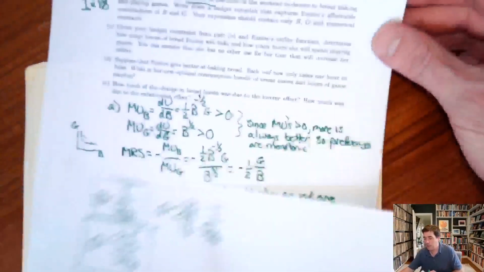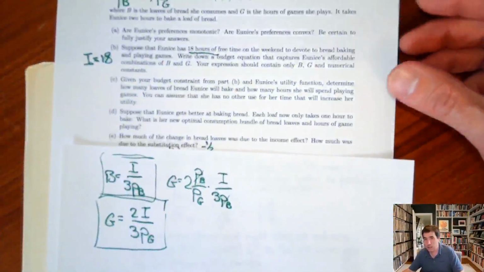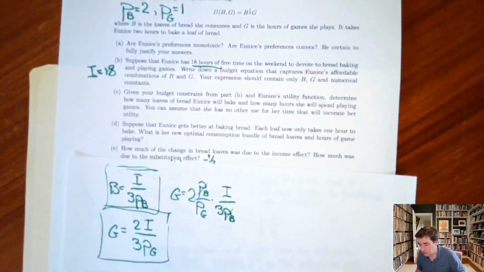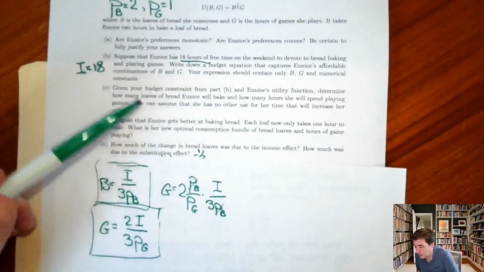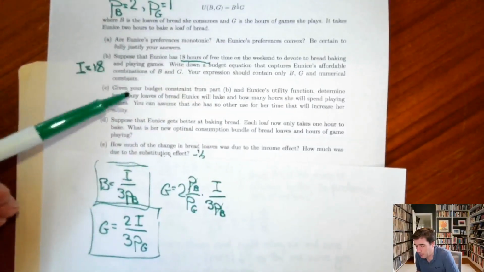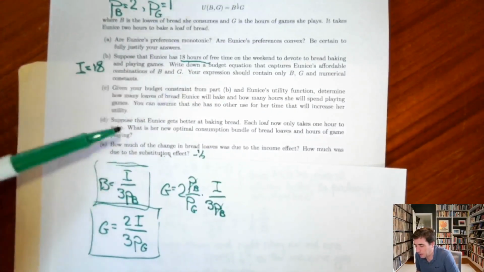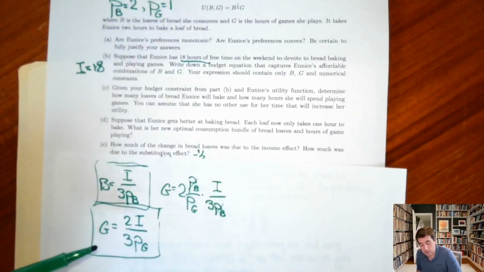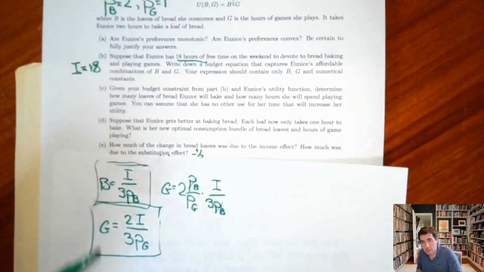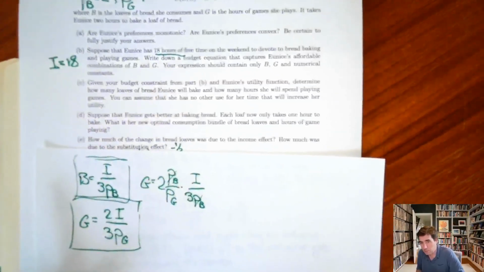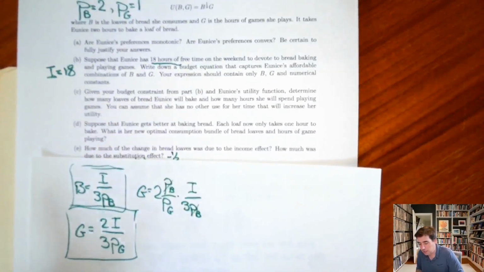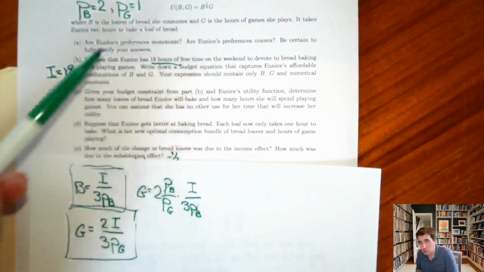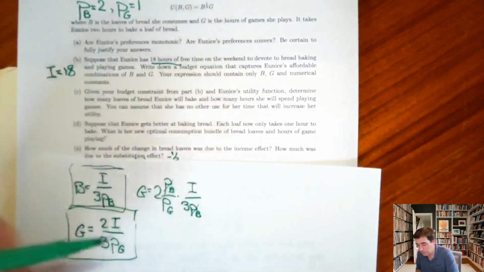All right, so let's go back now and remember why we were doing all of this, right? We were doing this to answer question C, which was to figure out exactly how many loaves of bread Eunice was going to bake and exactly how many hours of game she was going to play. So what's the exact value of B, the exact value of G? Now that we have these demand equations, all we have to do is plug in our prices and income into those, which we conveniently wrote off to the side so I don't have to go through and look through all this text to find it anymore.